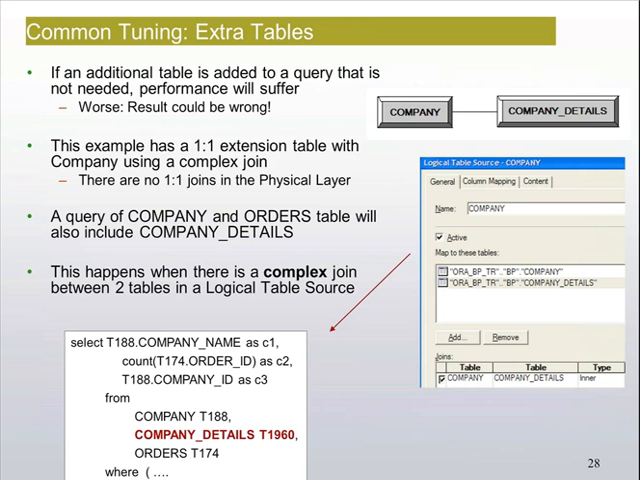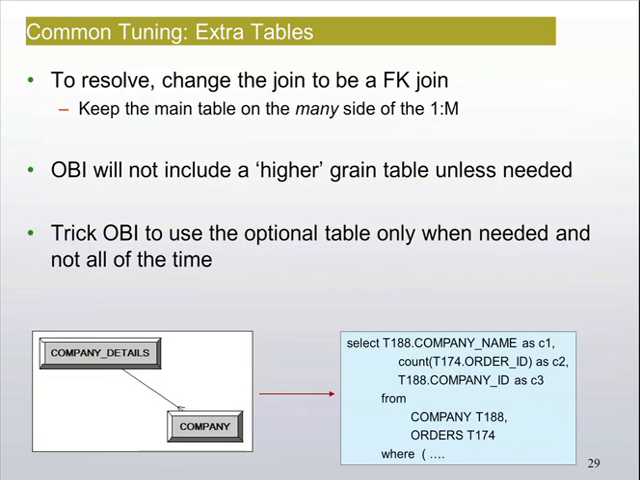The solution is we can change the way the join actually operates in the physical layer. Instead of a one-to-one with a complex join, we can model it as a parent-child. OBI is pretty good at making sure that parent tables are never included in queries unless they're needed. So simply changing this join to look like the picture on the left will eliminate that company details table from being included in the query.